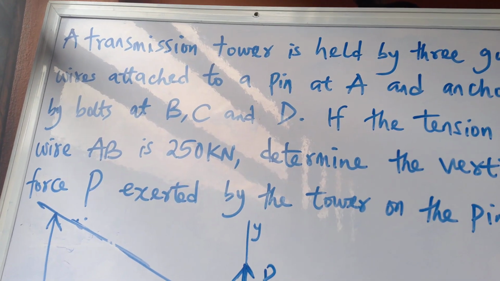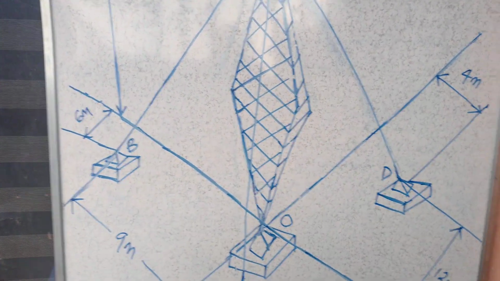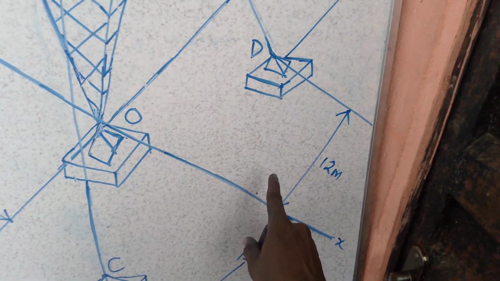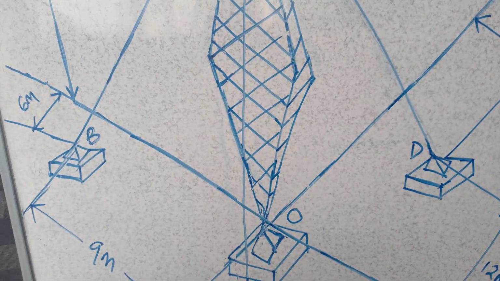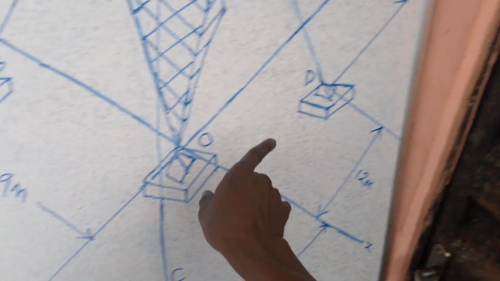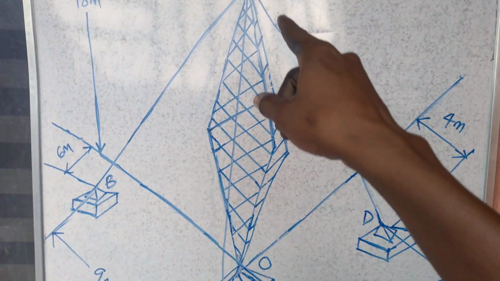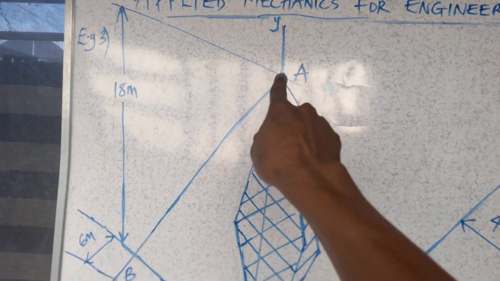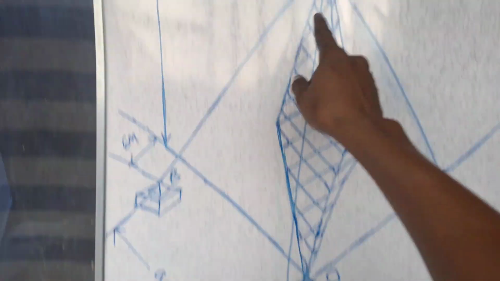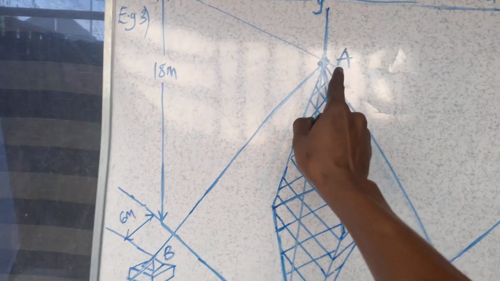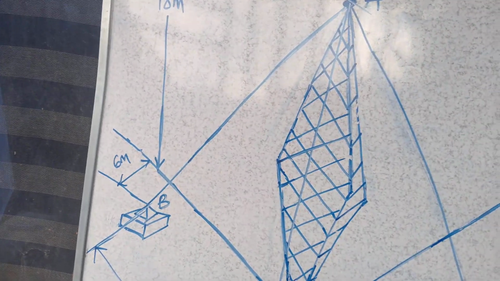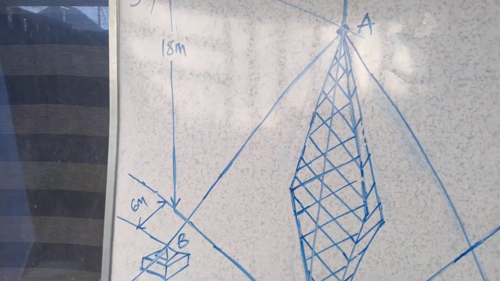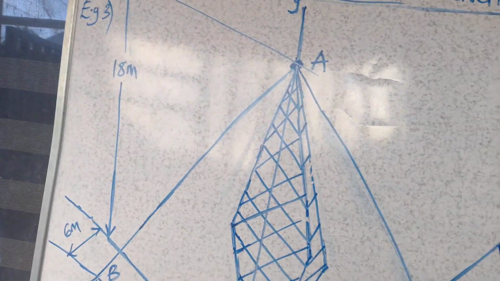Let's come back to that diagram. So they said it is anchored by bolts. This is bolt B, bolt C, and bolt D. And we are told that the tension along cable AB, along this wire, is 250 kilonewton. Now we have to determine the vertical force exerted by the tower at P.